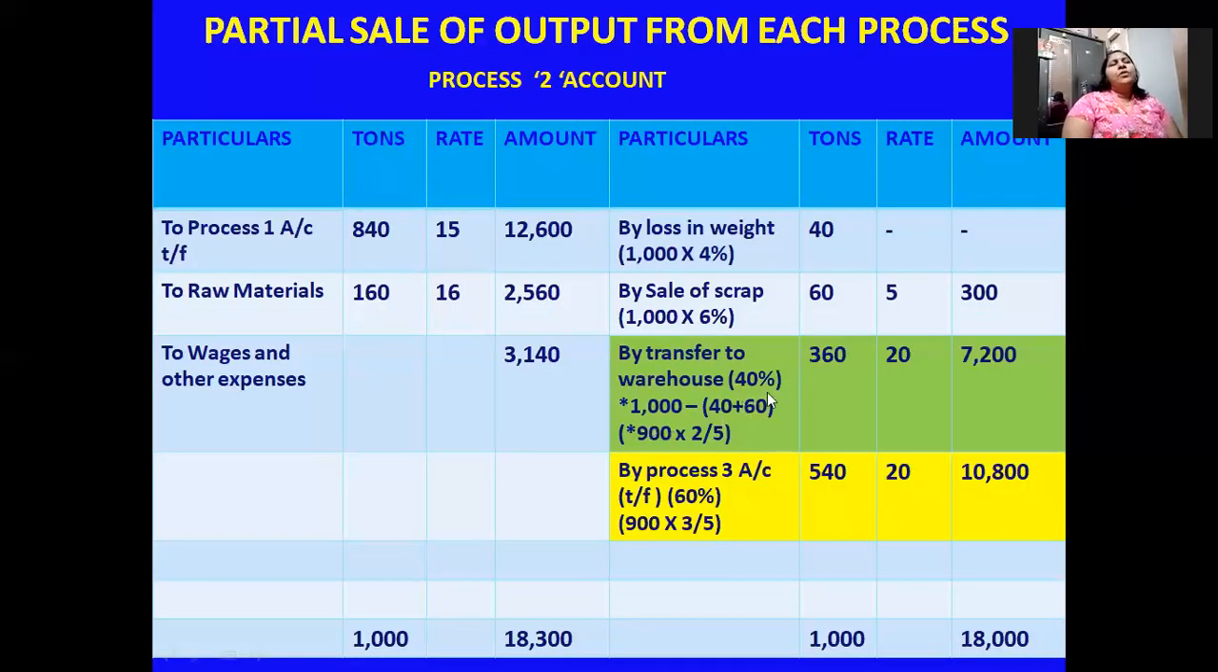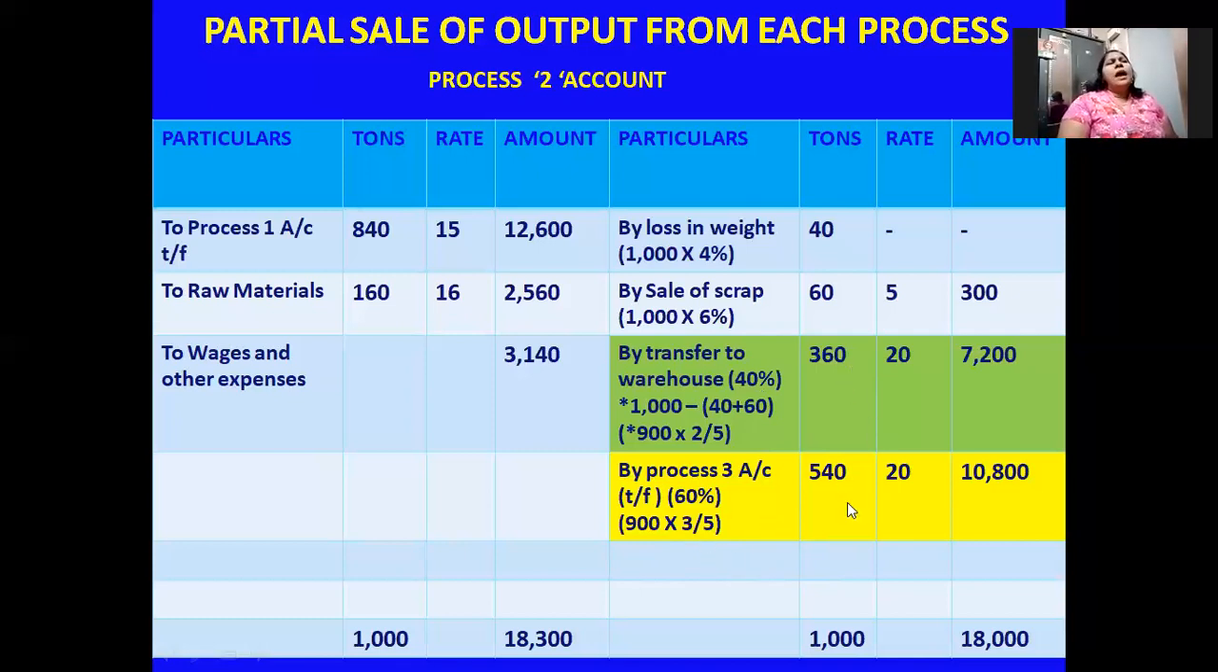So 900 into 40%, I'll get 360 tons. And by process 3 account transfer, the last process transfer, is out of 900, 60%. So I'll get 540. As per the percentage insisted in the problem, how much is transferred to warehouse and how much to the next process, you have to follow that. As per the instruction, we need to follow the instructions. So how to calculate that?